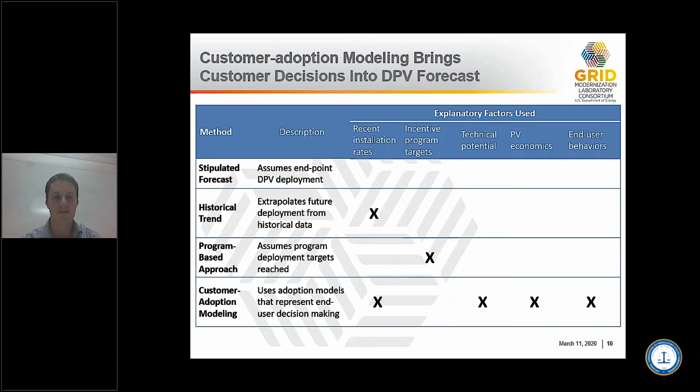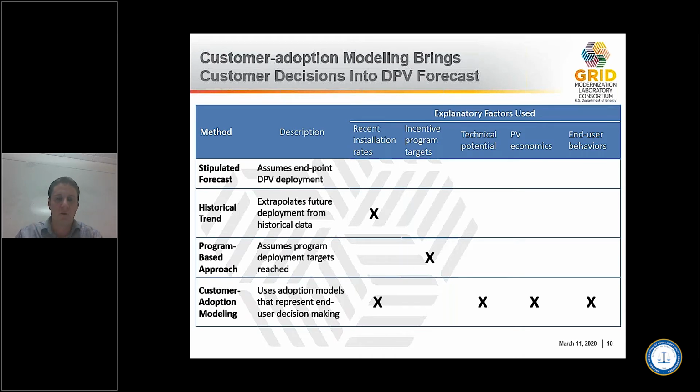The third approach is program-based, and this is sort of a pragmatic understanding that policy and other incentive programs are one of the key drivers of adoption. So, for example, if you have a renewable portfolio standard, you might say, well, we don't know exactly how the utility or the other entity will reach its program target, reach its renewable portfolio standard target, but we'll assume that it does by whatever the statutory requirement is, and we just assume that policies exist to go from point A to point B. So you can see that both historic trend and program-based approach do use at least 2 explanatory factors, using recent installation rates and incentive program targets.